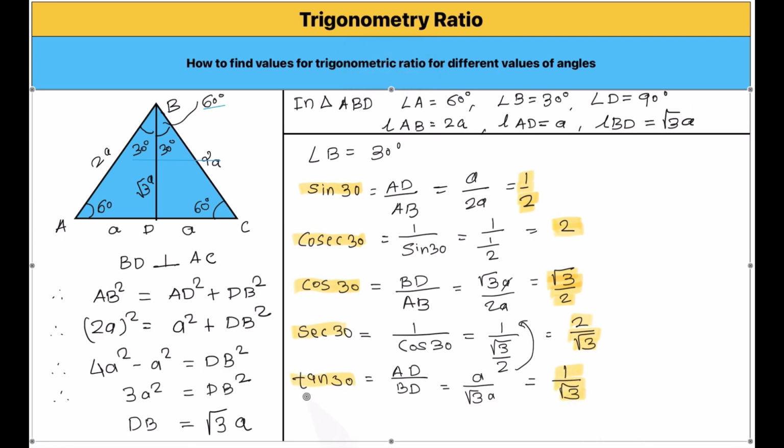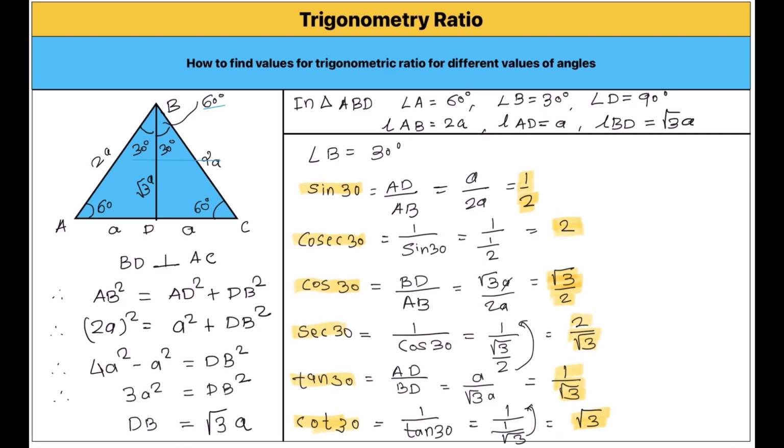So tan 30 is equal to 1 upon square root 3. Cot 30 is 1 upon tan 30. So 1 upon square root 3. Simplifying, square root 3 goes to the numerator. So we get square root 3 upon 1, nothing but square root 3. So cot 30 is square root 3.